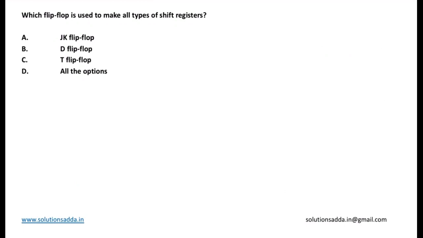This is a question from digital logic. Which flip-flop is used to make all types of shift registers? Options are JK flip-flop, D flip-flop, T flip-flop, or all of the options. So basically we use synchronous counters or shift registers.